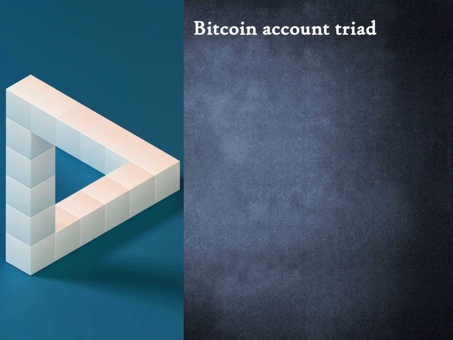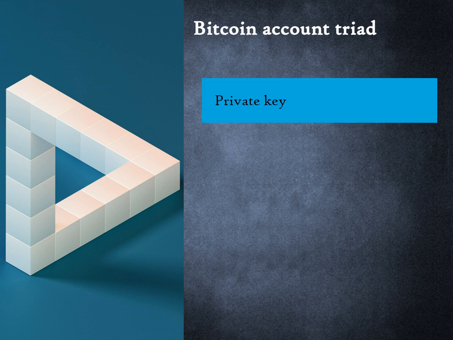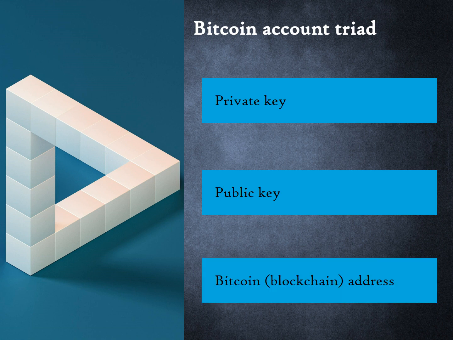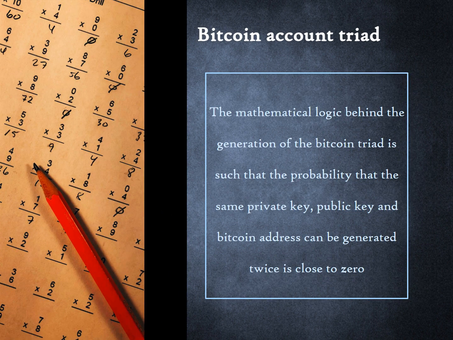When we open a bank account, we get a bank account number. When we wish to get a Bitcoin address, we get three numbers: the private key, the public key, and finally, the Bitcoin address. We can call these account numbers the Bitcoin account triad. The mathematical logic behind the generation of the Bitcoin triad is such that the probability that the same private key, public key, and Bitcoin address can be generated twice is close to zero.